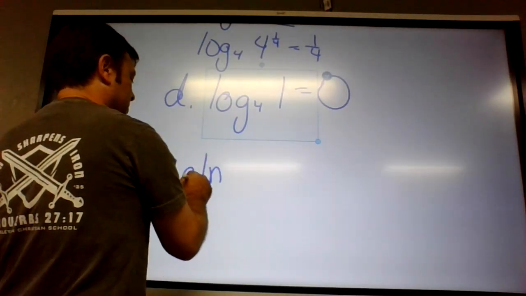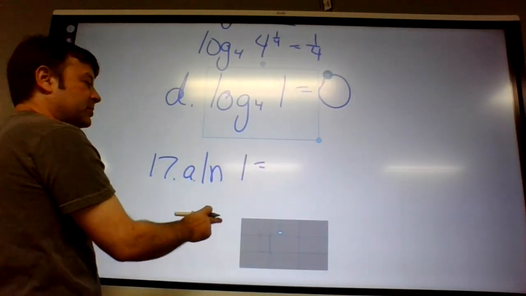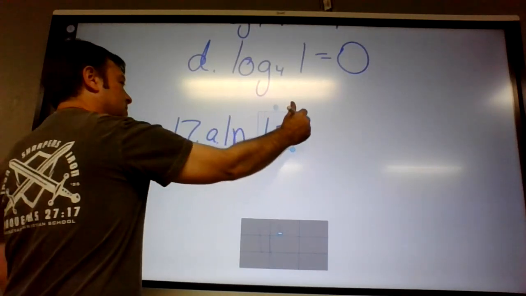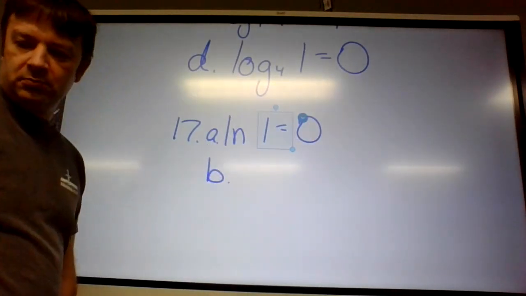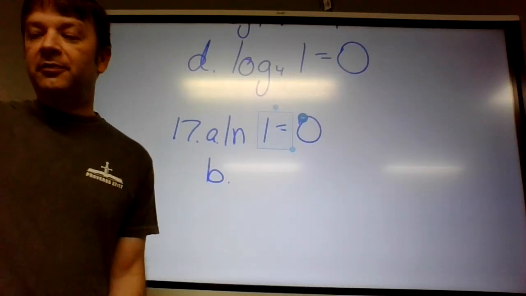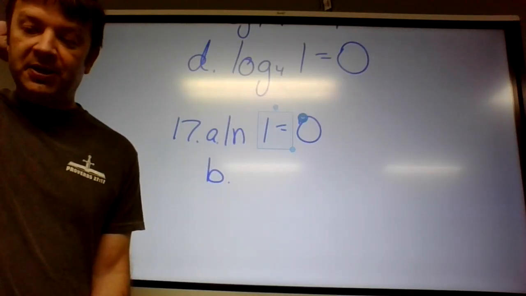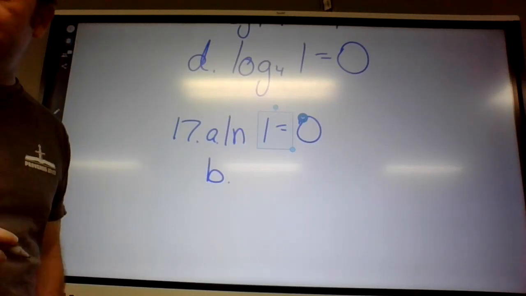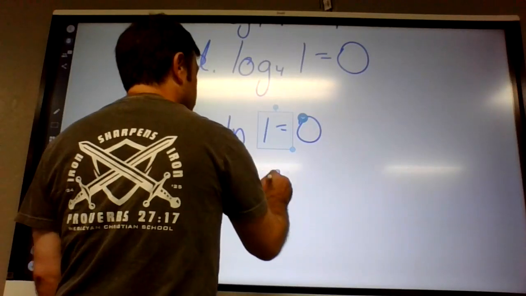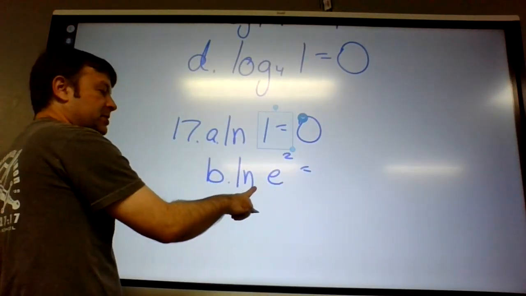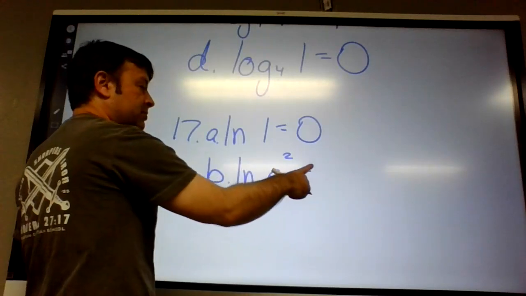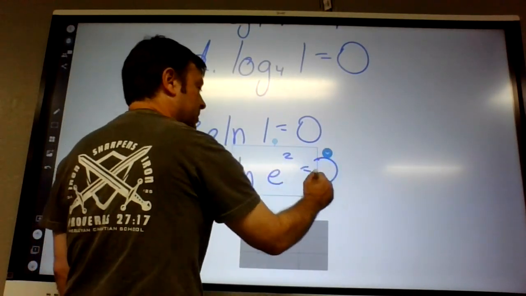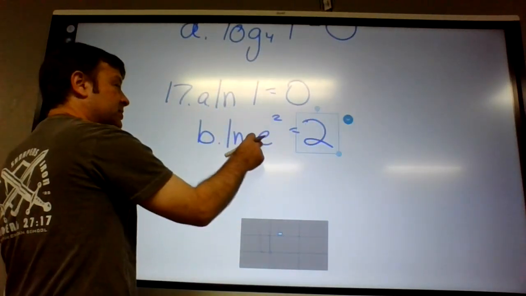All right, this one's actually pretty similar. You guys know this one? E to the what equals 1? 0. Ding, ding, ding. Log base anything of 1 equals 0. Let's see, natural log of e squared. So this means base e to the what equals e squared? E to the 2 equals e squared.